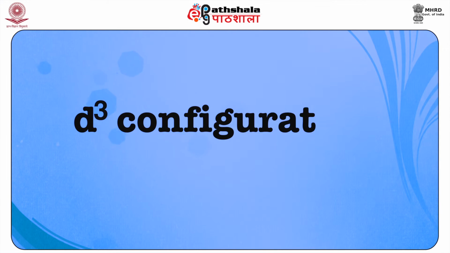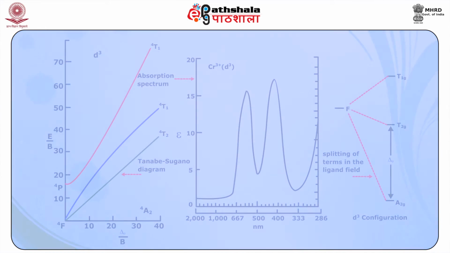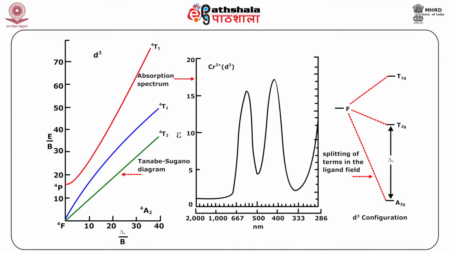Next, we will come to the d3 configuration. For a d3 configuration, the electronic arrangement in the weak as well as the strong field is t2g3 eg0 as the ground electronic state. In the excited state, an electron from the lower t2g level is shifted to the eg level. Thus, the configuration changes to t2g2 eg1.